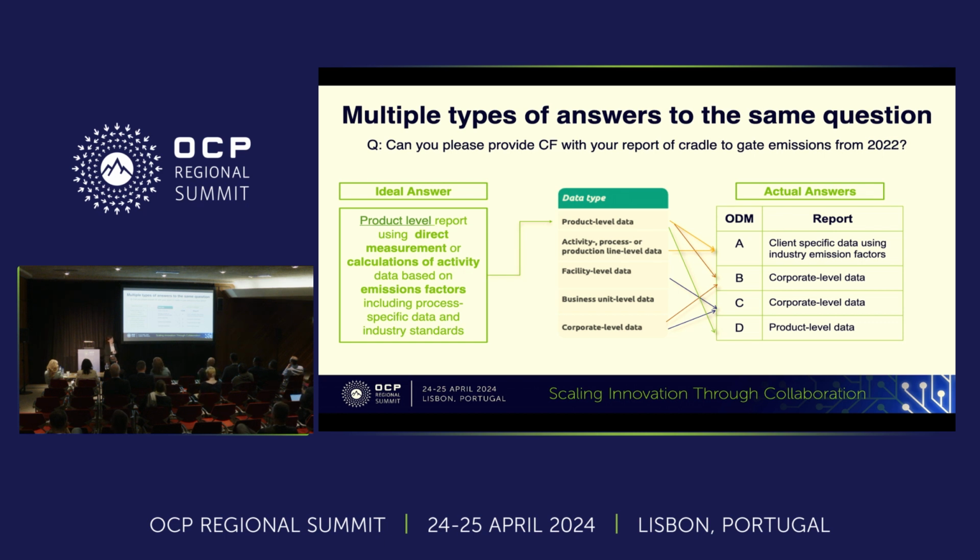Ideally, I'm not blaming anyone. I'm not pointing fingers. We knew it was going to be a work in progress. We knew it needs back and forth conversations. But ideally, we would like to get a product level report where we have the direct measurement calculations of the activity based on emission factors, and we could use that data as a baseline and say, well, now I can commit to 5%, no, I have to commit to 50% because this is too bad.